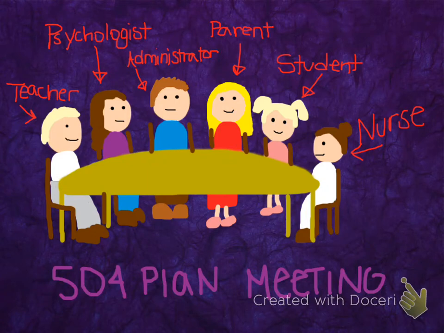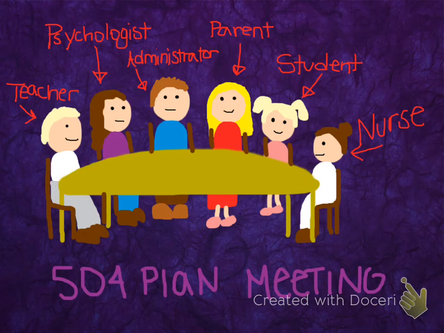When the 504 plan meeting takes place, the people present are the teacher, the psychologist, the administrator, the parent, the student, and the nurse. Accommodations are brought up by the requesting party, which is usually the parents of the student in need, and the administrator either agrees or disagrees with the proposals.